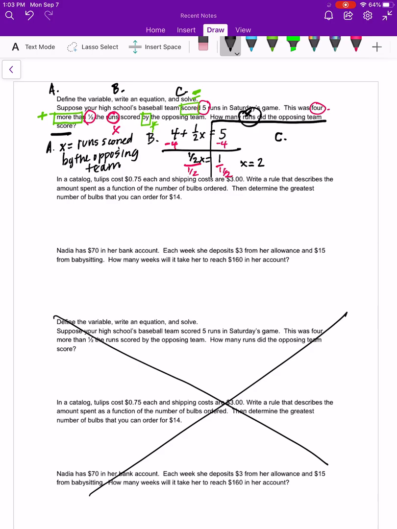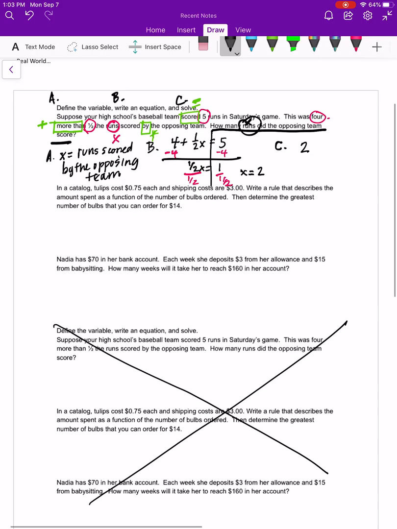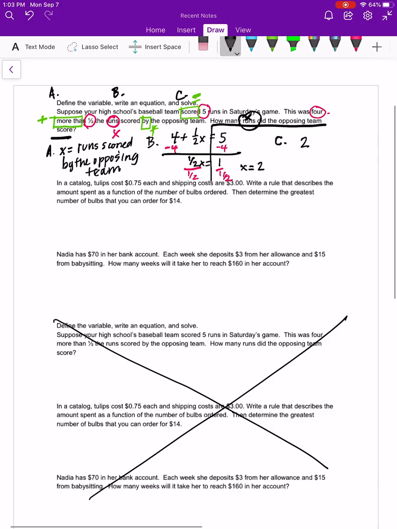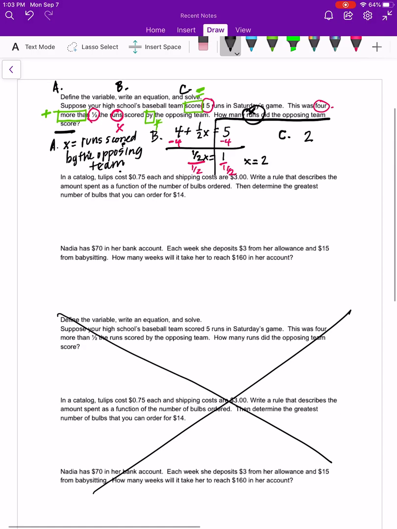So what does this 2 represent? Well, you know it's 2, and then X stands for runs scored by the opposing team. So this would be 2 runs were scored by the opposing team. And as I look at this, again, kind of 3 parts.